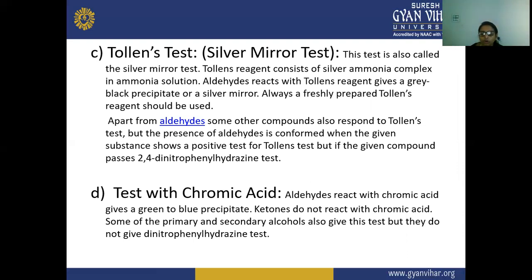But the ketones do not react with chromic acid, whereas the primary and secondary alcohols also give the chromic acid test, because they are oxidized.